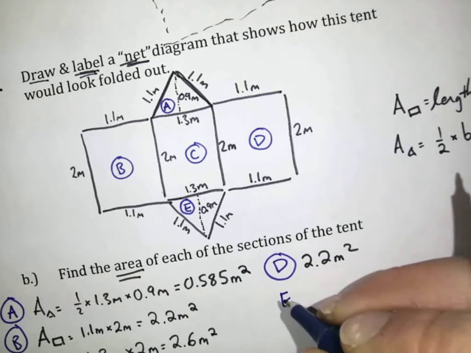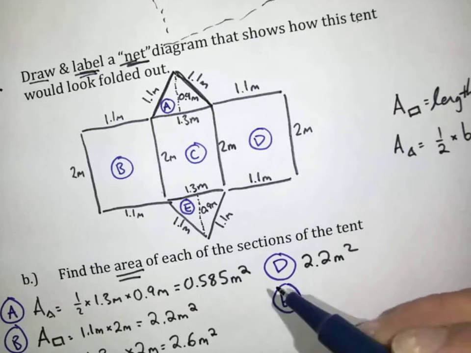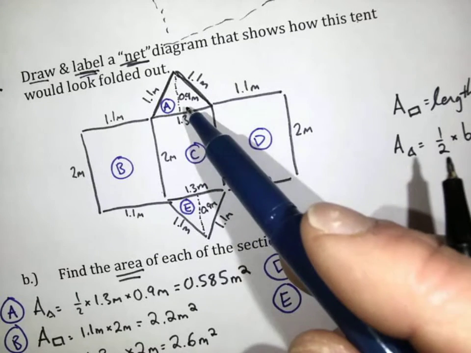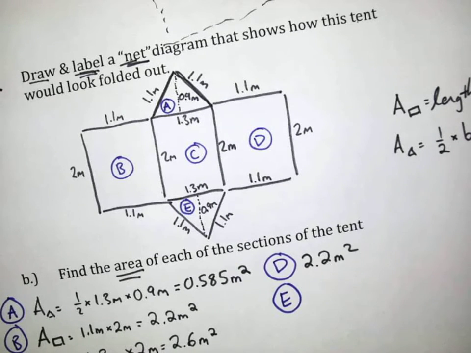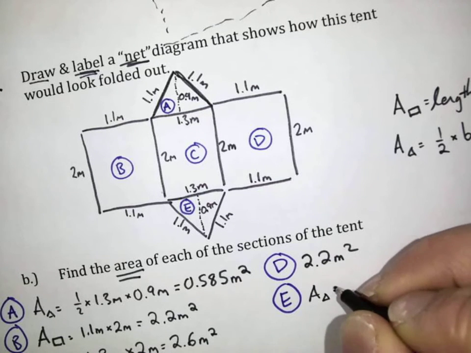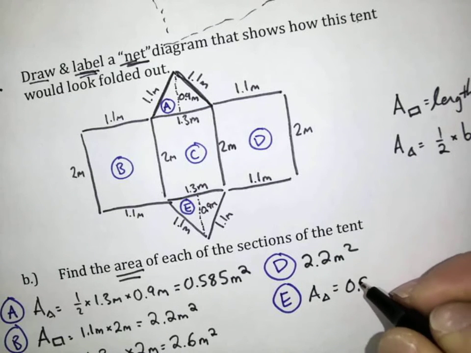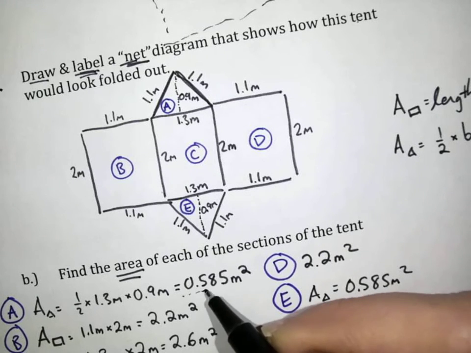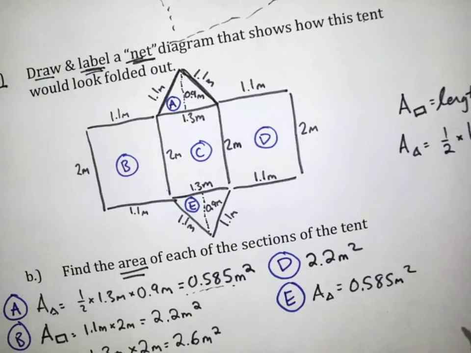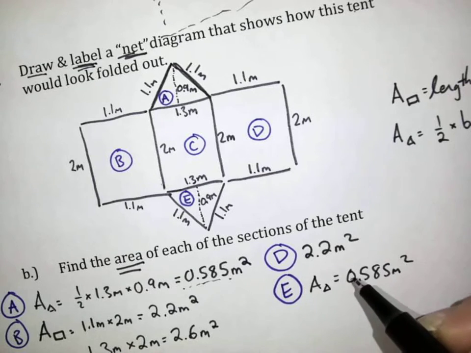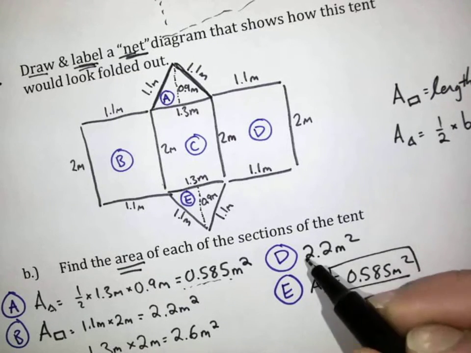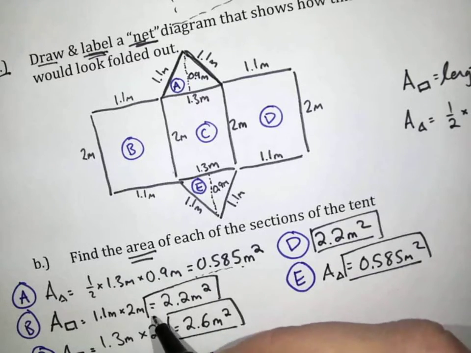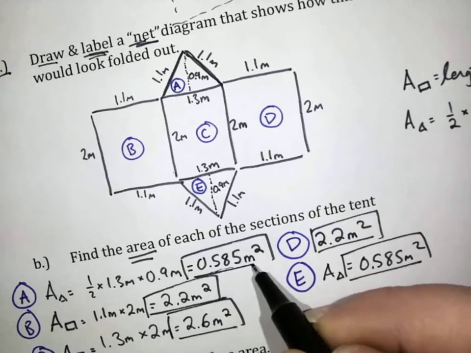And if I write down section E, this last triangle down here, I also recognize that the triangles on the bottom and the top have the exact same dimensions. So the area of that triangle, well, that's going to be 0.585 meters squared, the same area as the area of this triangle. Okay, I'm going to put big squares around these, so it's nice and easy for me to find my measurements later, and I don't get confused when I look at a whole page full of writing.